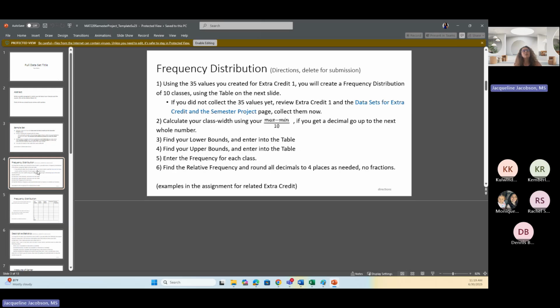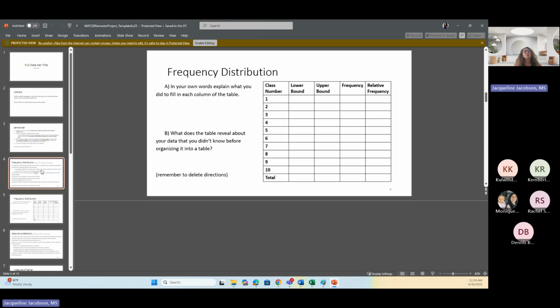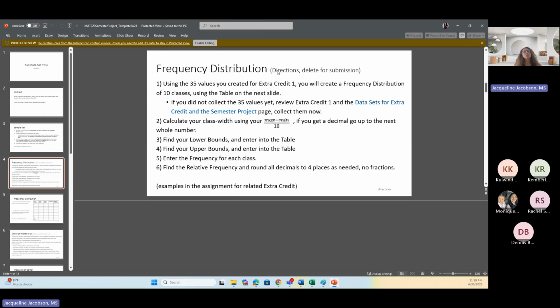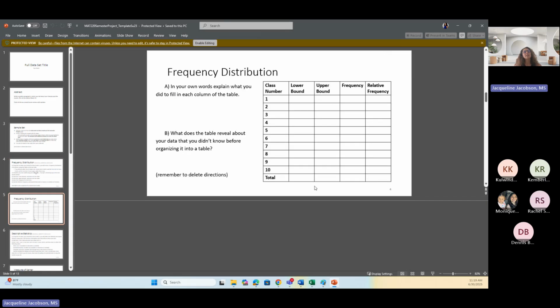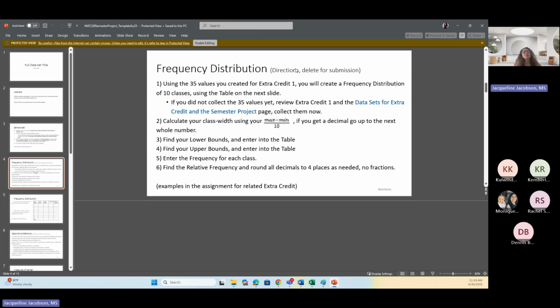Project part 2 is a frequency distribution table. Notice that your template has 2 slides. One for instructions, which you delete after you use the instructions, and the other one to fill in. These are just the instructions. I don't want this slide. We know what we gave you.